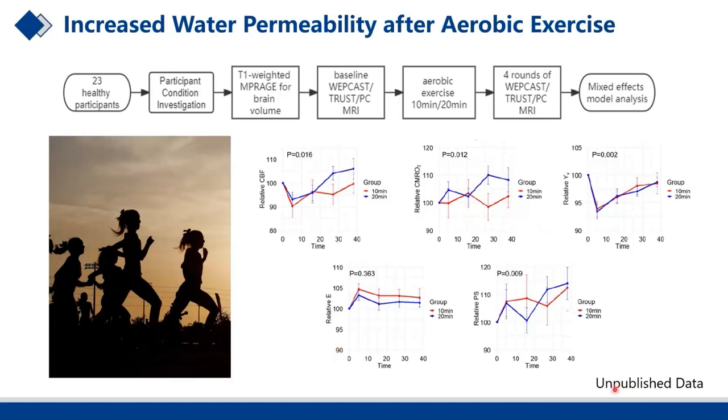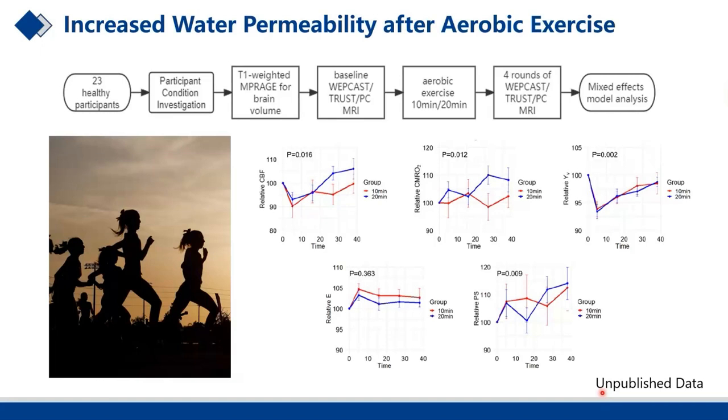And for the BBB permeability, it's actually different than I thought. I thought that the BBB permeability shouldn't change after just a single bout of exercise. But here we found that there is an increase of the PS, and that may be related to the vasodilation because the blood pressure increases after exercise. As we know, PS is called permeability surface area product. It is not only related to the permeability of a single area of vessel, it is also related to the vascular surface area as well. So if there is a vasodilation, yes, maybe the PS will increase.